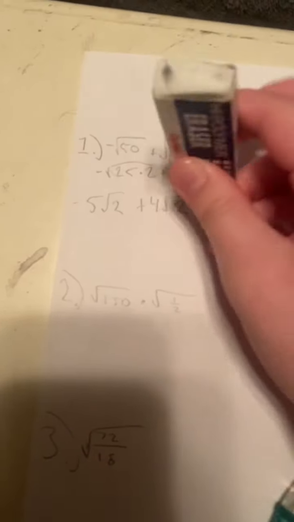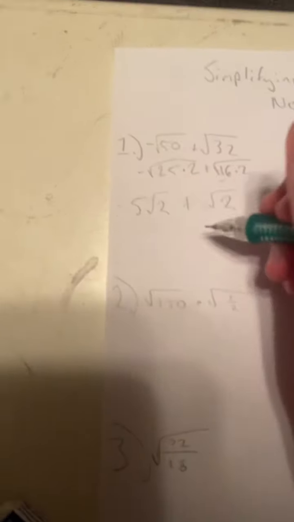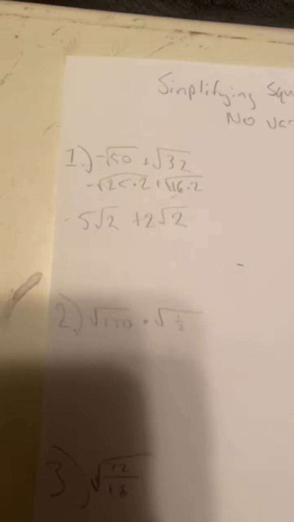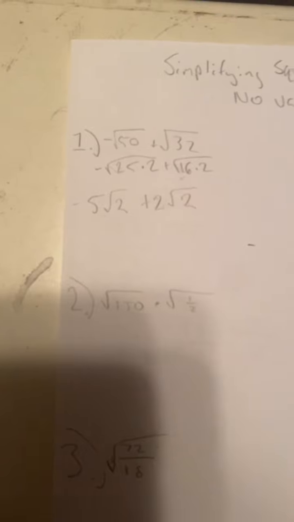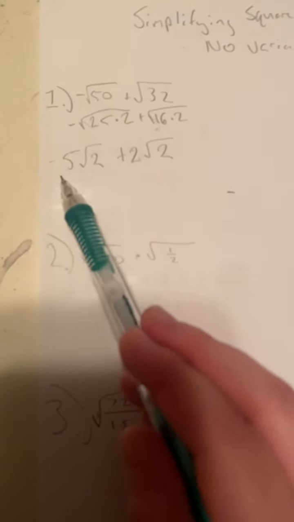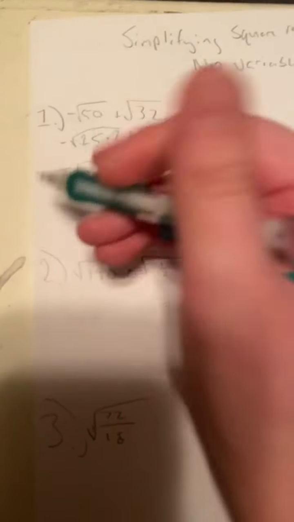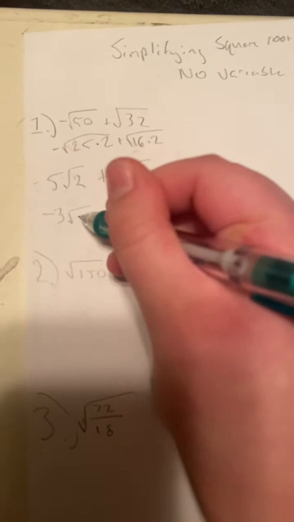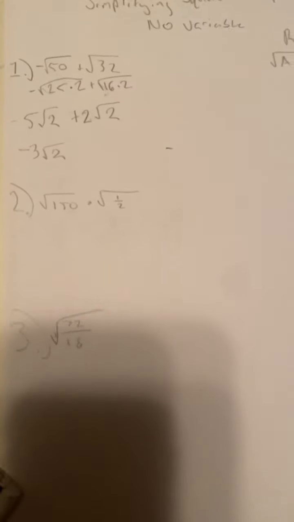Oh, and then I forgot that 4 is also a perfect square. So this can be simplified even further into 2, because 2 squared, or 2 times 2 equals 4. So then we can simplify this even further. And we're going to take this -5 and add 2 to it. So our final simplified answer will be -3 times the square root of 2.